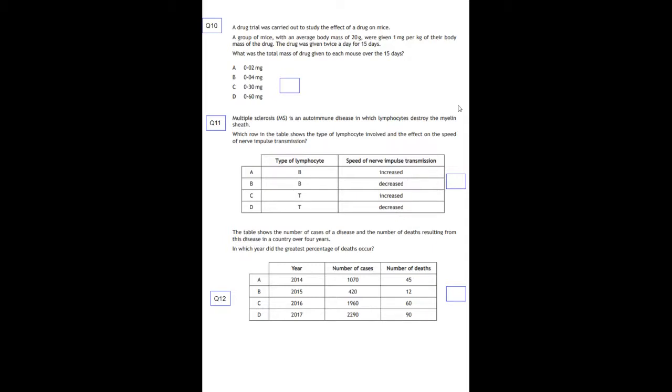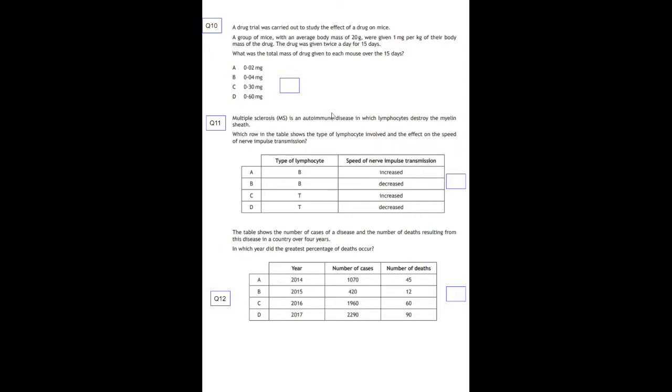You would then say, well, actually, that's being given twice a day. So you double that. And then it's being given twice a day for 15 days. So you times that number by 15. And the number you get there is 0.60. If you treat it as a kilogram, you would get the number, what would you get? Something like 60. And then you would divide by 1,000 to turn kilograms into grams.